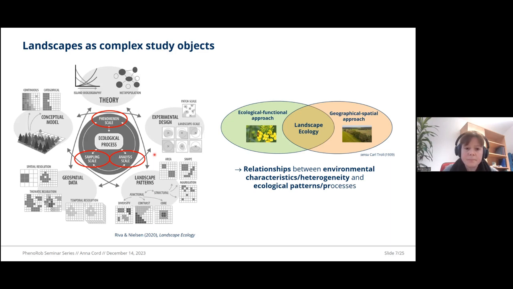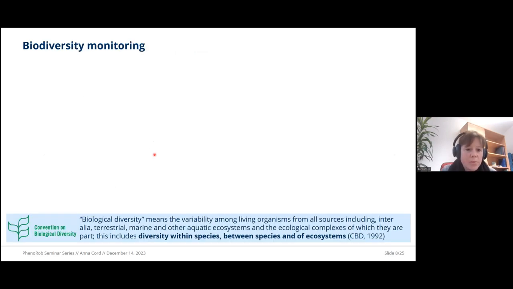Second thing I want to briefly mention, biodiversity monitoring. This is just a reminder of what biodiversity actually is. We have the accepted definition from the Earth Summit in 1992, leading to the Convention on Biological Diversity. It's a lot, and it includes the diversity within species, between species, and of ecosystems. It's a broad term, and I always argue that we should be very specific about what we mean when we talk about biodiversity, but sometimes, or often, I also just use this term.